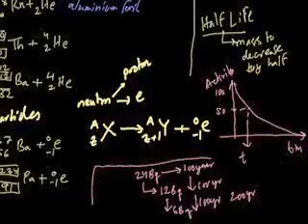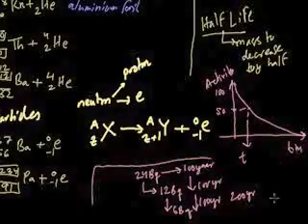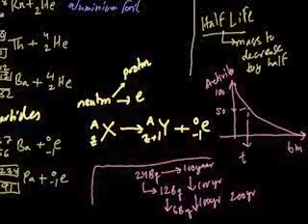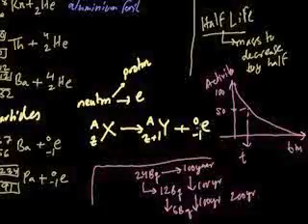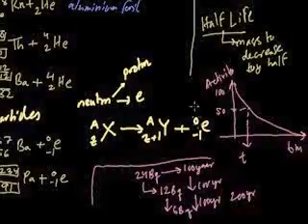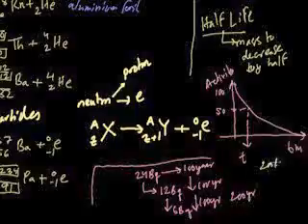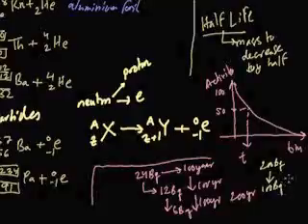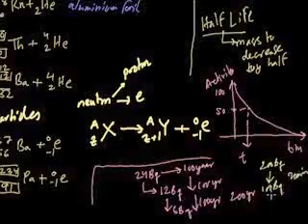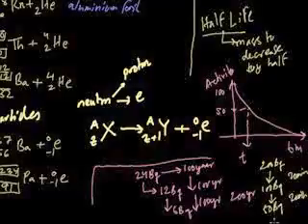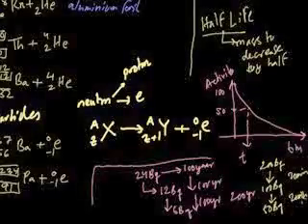Let's do another example. Suppose something has 200 becquerel and the half-life is 20 minutes. For this to become 100, it would take 20 minutes. For this to become 50, it would take another 20 minutes. For this to become 25, it will take another 20 minutes. So this is how it goes on.